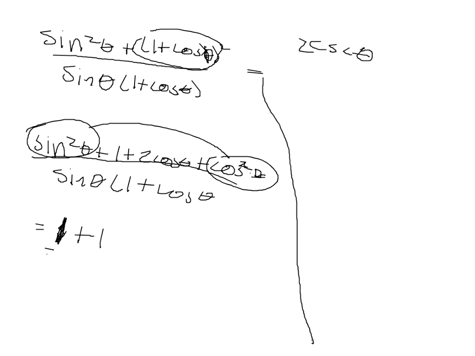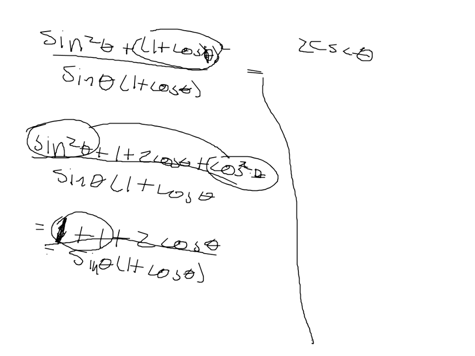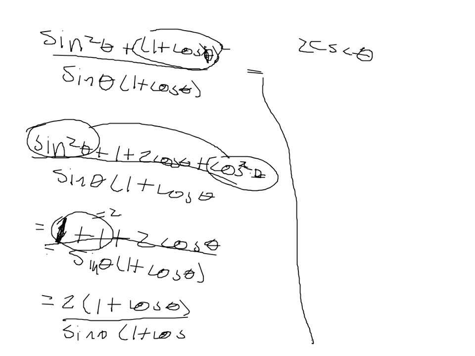So I have 1 plus 1 plus 2 cosine theta all over sine theta times 1 plus cosine theta. And now 1 plus 1 is equal to 2. I can factor the 2 out front, and I get 1 plus cosine theta over sine theta times 1 plus cosine theta.